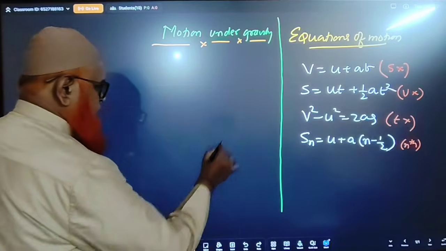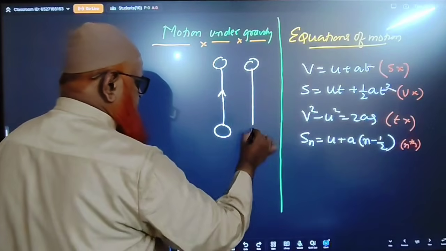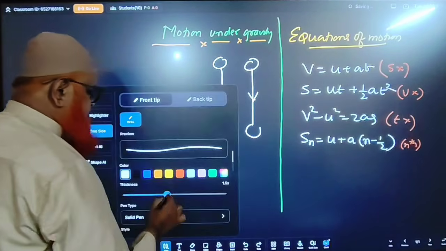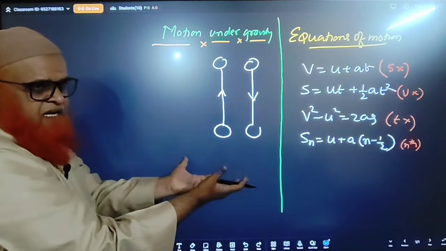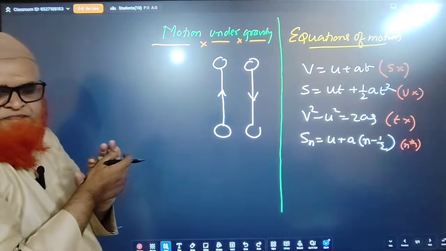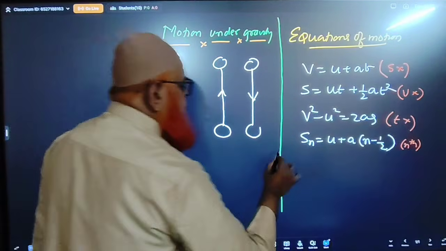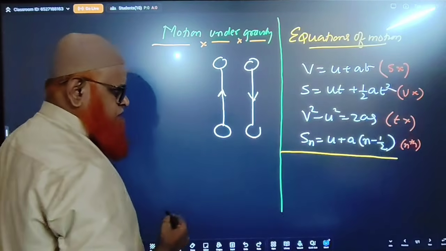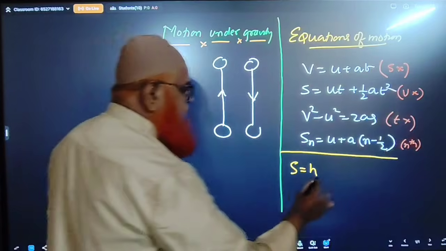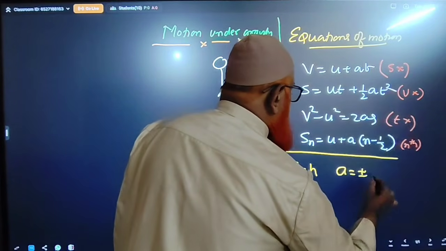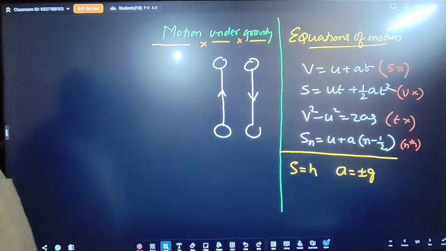Now just see. When you throw a body upwards and when a body is dropped downwards, what is the difference? How will these equations change in the case of motion under gravity, that means in the vertical cases? In the vertical cases, we change these equations a little bit. You just convert the displacement into height, and you convert acceleration into plus or minus g depending upon the situation. What is that situation now?